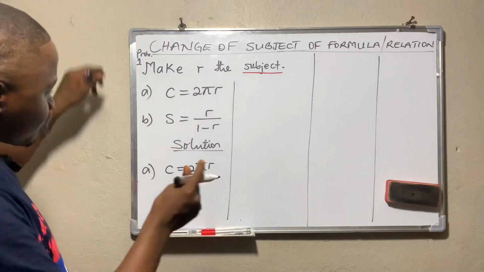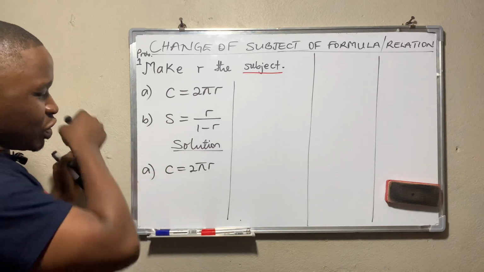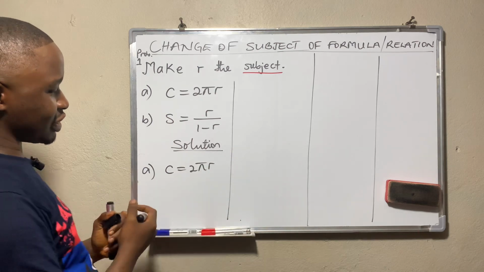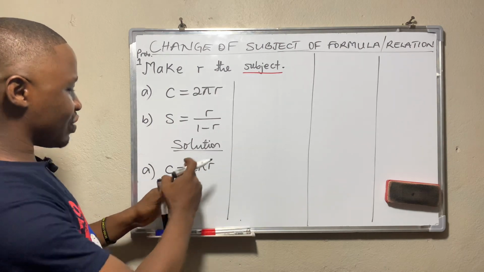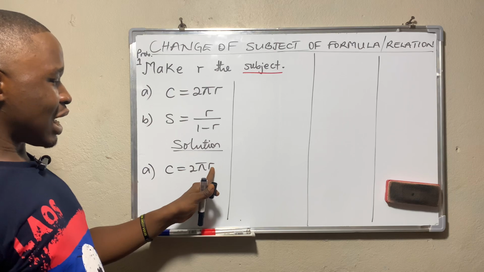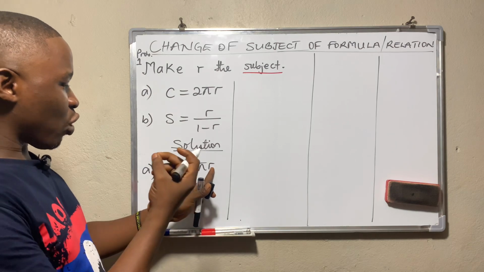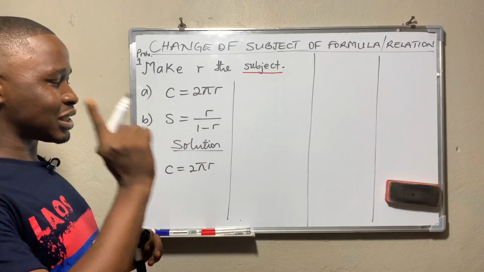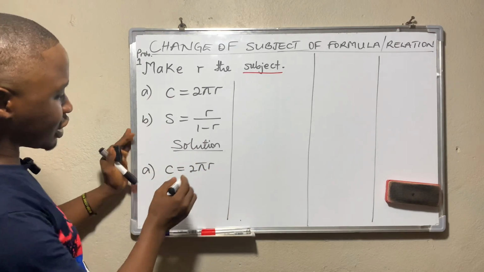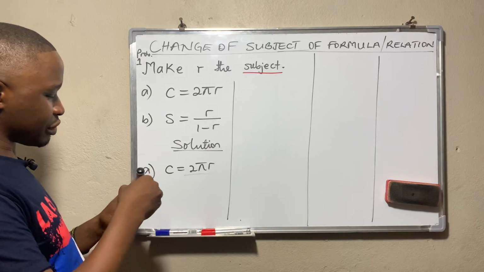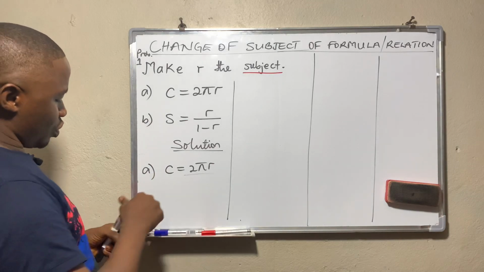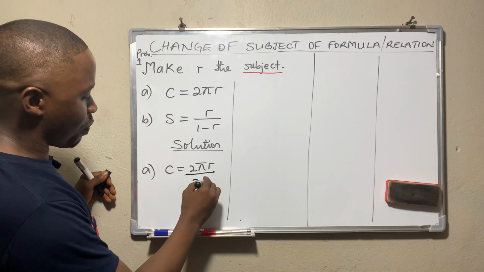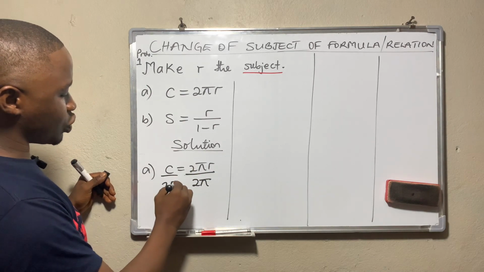Now we continue. We have the left-hand side, we have the right-hand side. And we are to make what? R the subject. But when you consider 2 pi and R, all of them constitute one term. And to make R the subject, we simply divide both sides by 2 pi. We divide here by 2 pi.